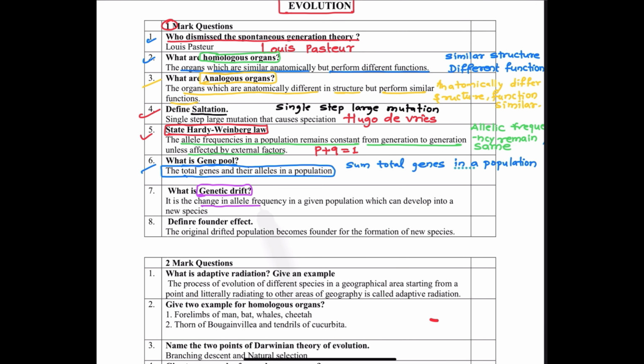Seventh question. What is genetic drift? It is the change in allelic frequency in a given population which can develop into a new species. Eighth question. Define founder effect. The original drifted population becomes the founder for the formation of a new species.